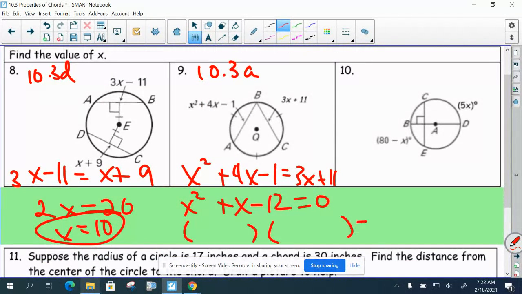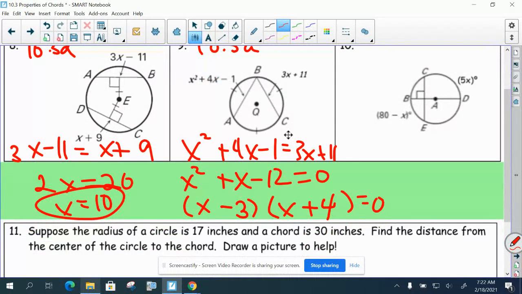So it would be factors of 12 that add to 1, 3 and 4, right? But if I want positive 1 in the middle, I would have to make the 3 negative and the 4 positive. Okay, so that would give us answers of 3 and negative 4. Would both of those work? No, the negative 4 is not going to work because if I plug in negative 4 for x up here, I get negative 12 plus 11, which would be negative 1. So that's not going to work, so 3 is going to be our answer. Okay, so 3 is your final answer for that question.